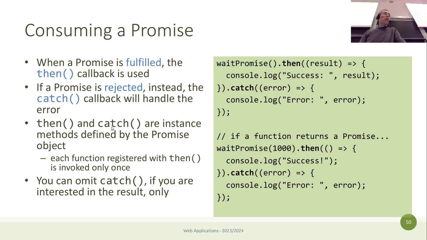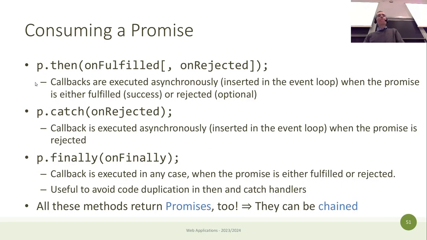Catch is not mandatory. Actually, then as well is not mandatory. But without the then, we cannot attach code to the fact that the promise is fulfilled, so the then is present typically, because without the then we cannot do anything, right? Okay, so that's the way of consuming a promise. We create the promise, we need to consume the promise, and consuming the promise means taking out the value in the case it's fulfilled or rejected.